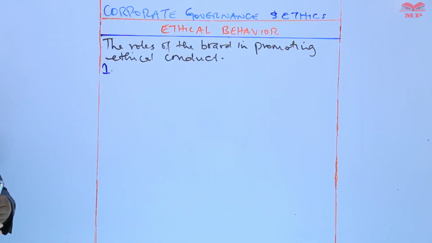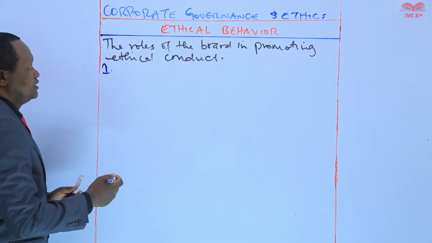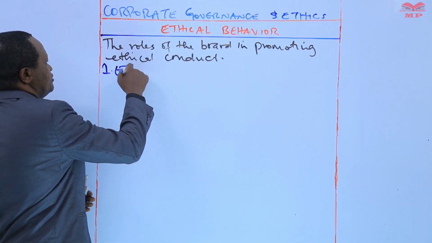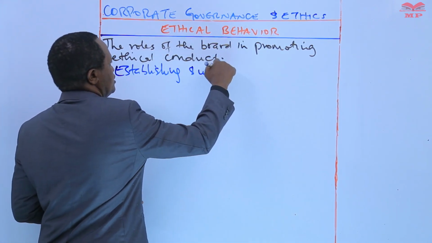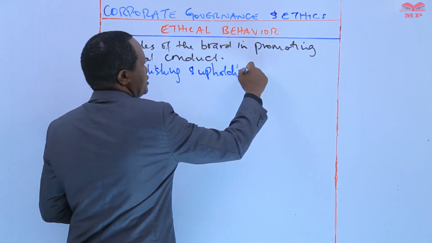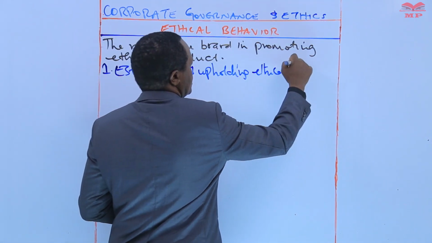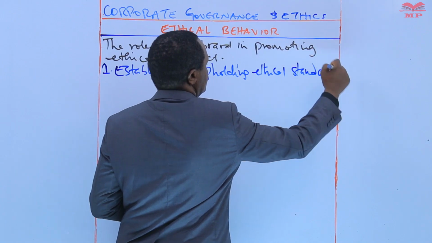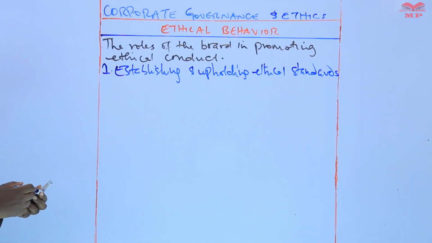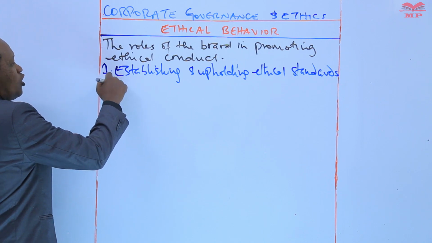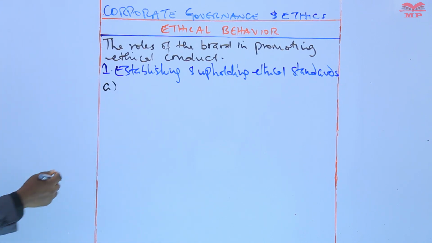The first one is establishing and upholding ethical standards. Now, the board establishes and upholds ethical standards by, one, developing a code of ethics.